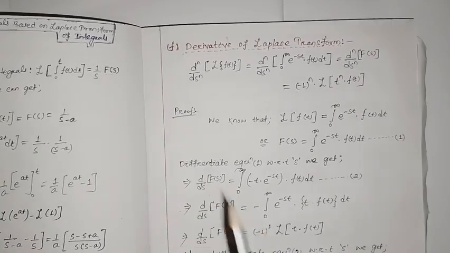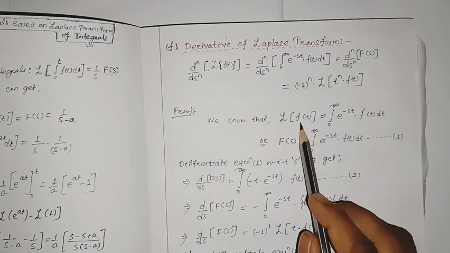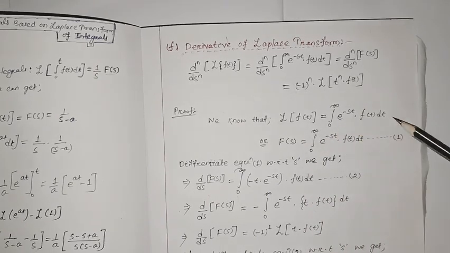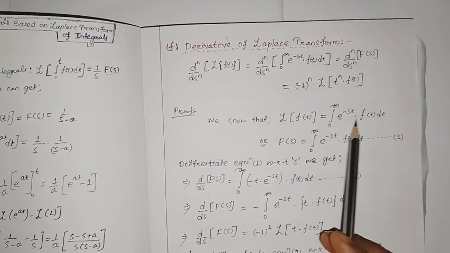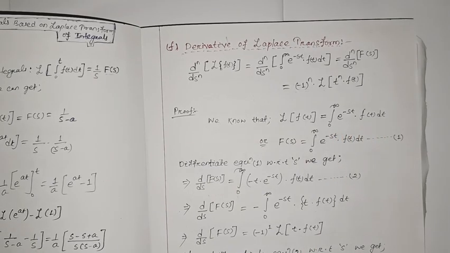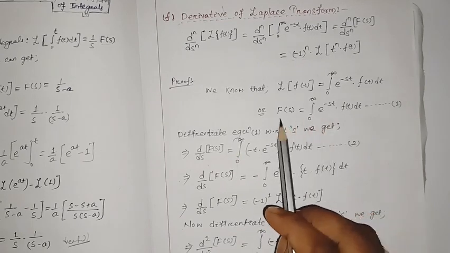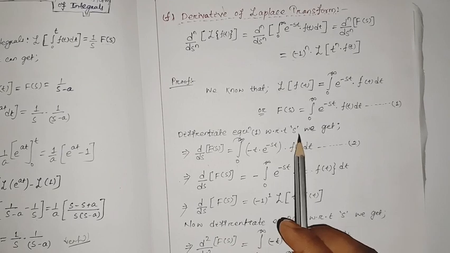Here the proof starts. We know that the Laplace transform of a function f of t is equal to the integral from 0 to infinity of e to the power minus st f of t dt, or we can write this as capital F of s equal to this much. Let this be equation number 1. Now we are going to differentiate both sides of equation number 1 with respect to s.